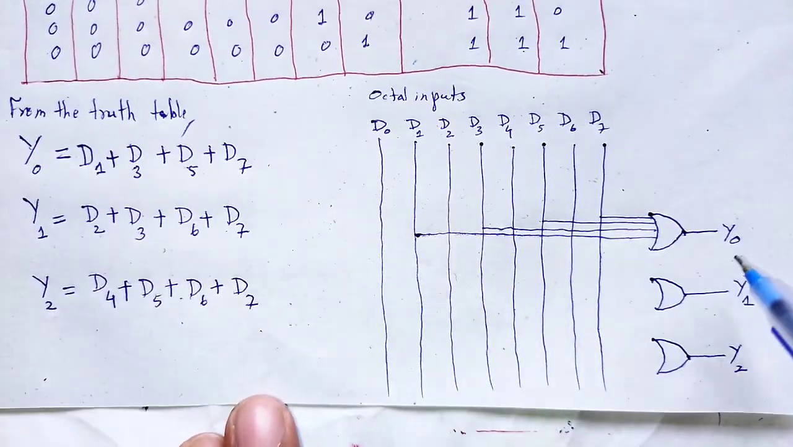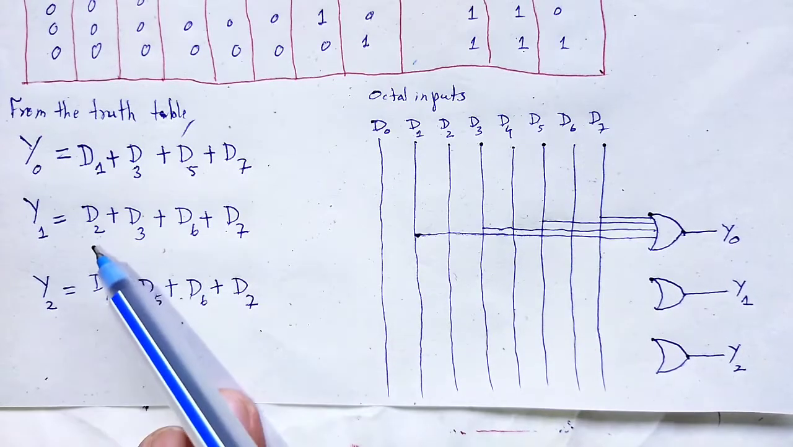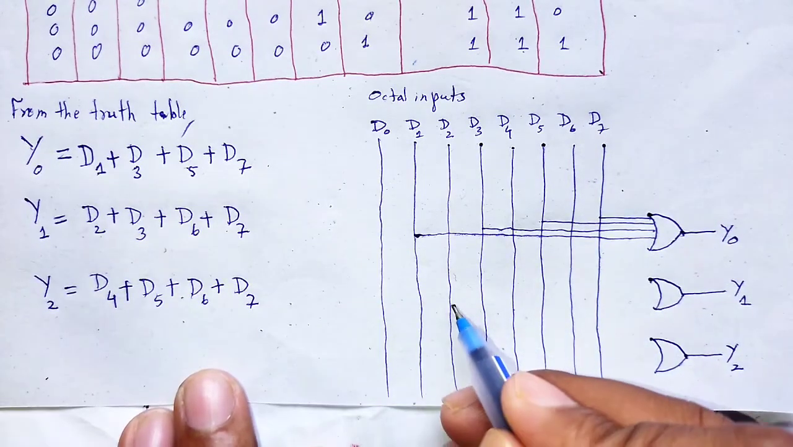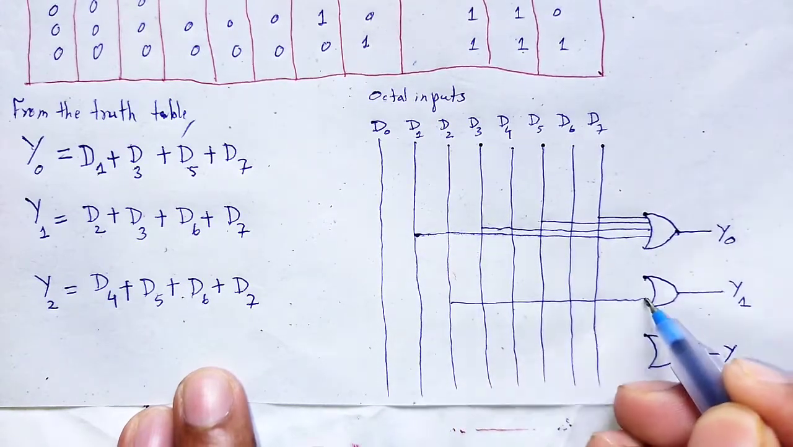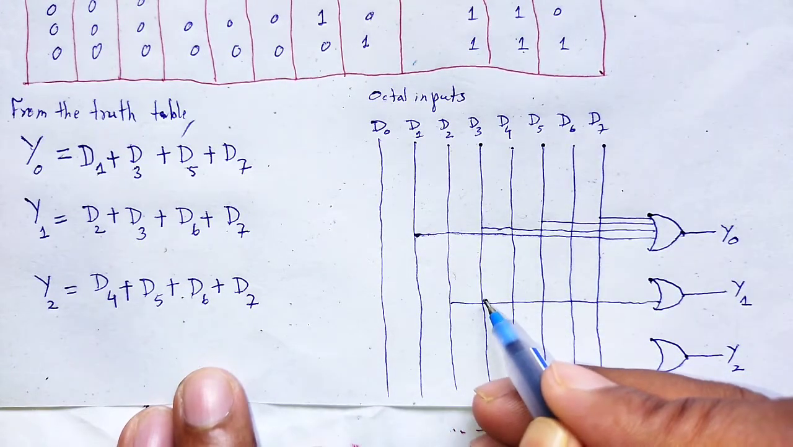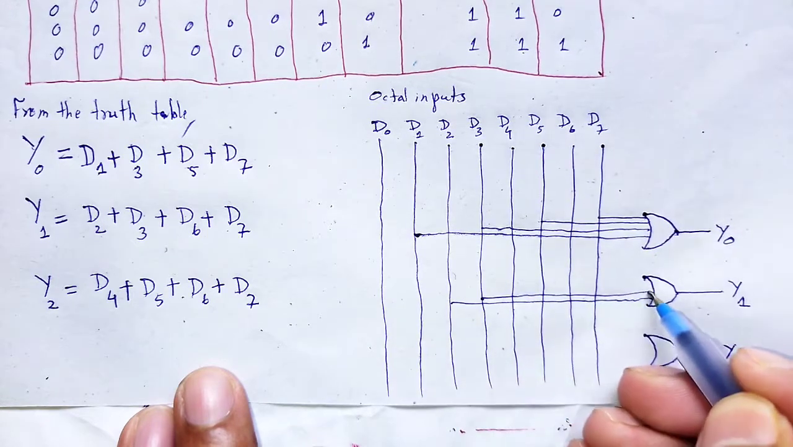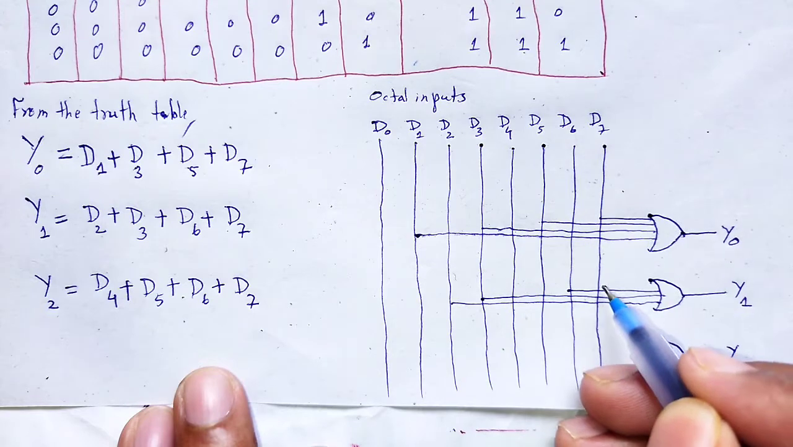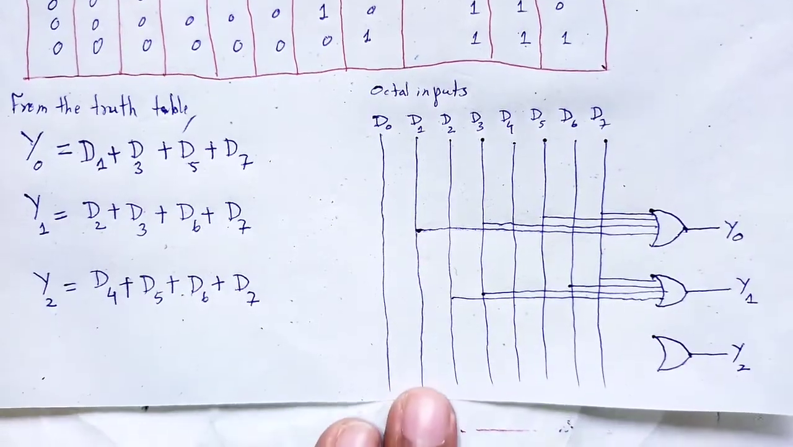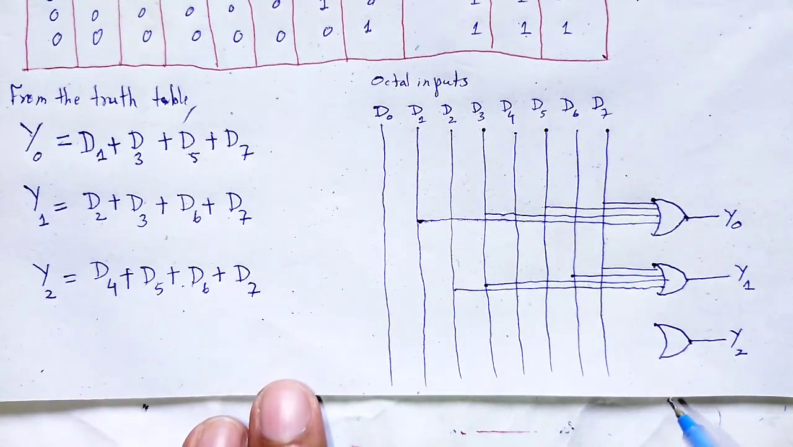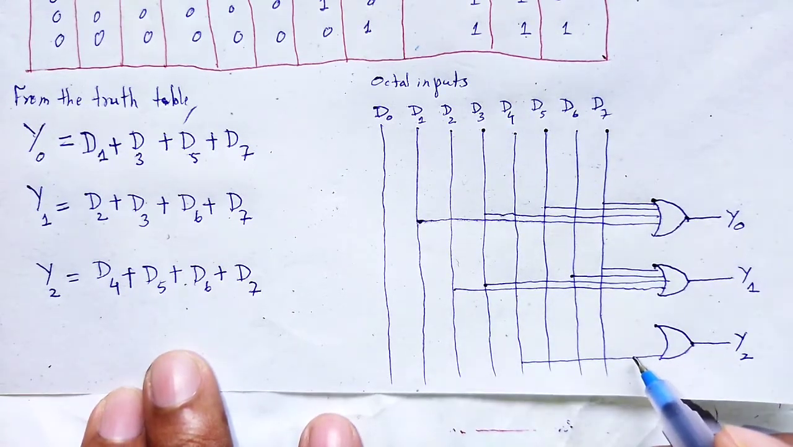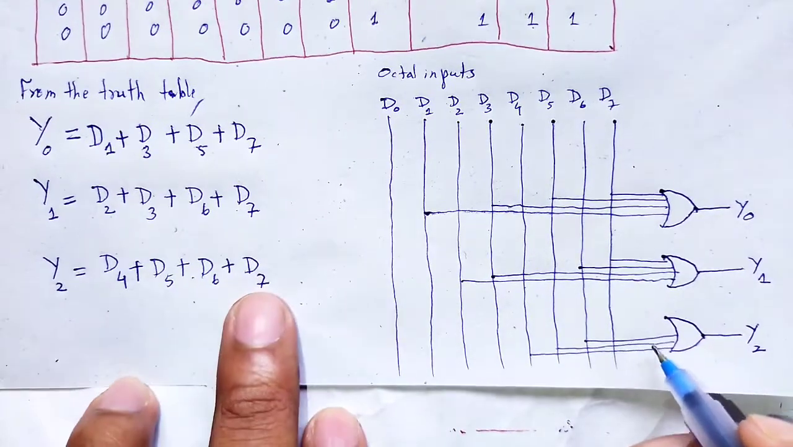Next for y1, D2, D3, D6, D7. For y2, D4, D5, D6, D7.